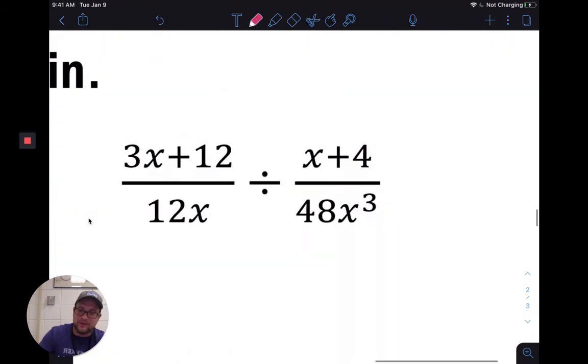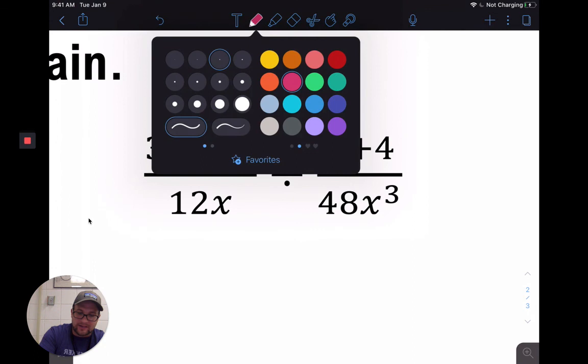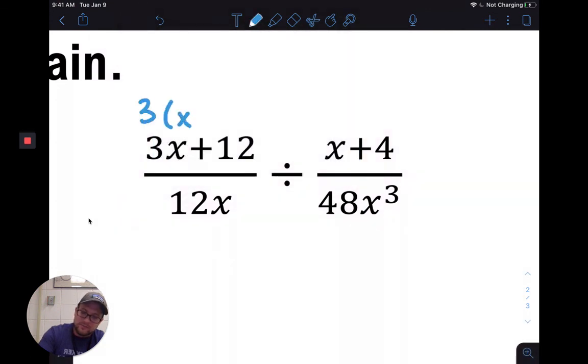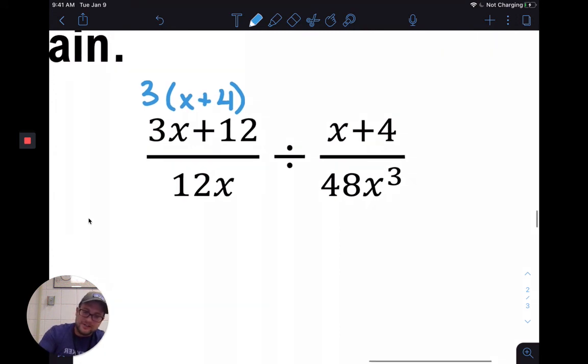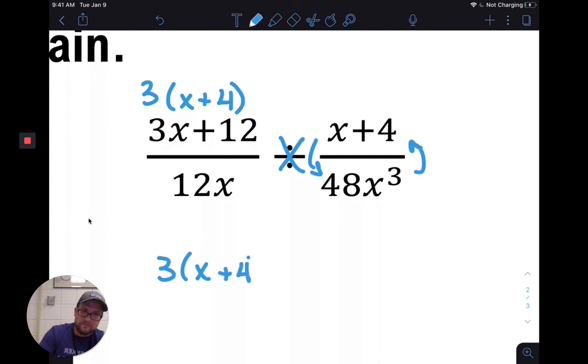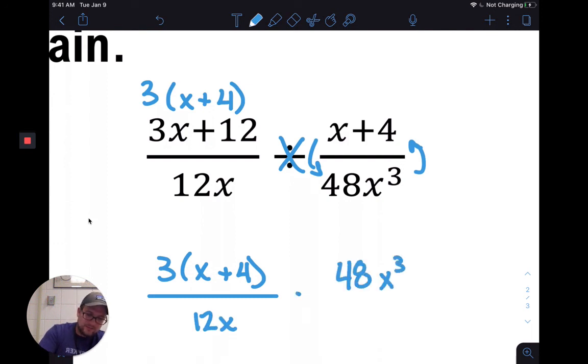Last problem we look at, here it is. Again, start by factoring. Pull out a 3, I get an x plus 4. Bottom won't be factored, nothing else to factor. That's fine. Change it to multiplication by flipping this fraction. I'll have a 3 times x plus 4. And then that is over 12x, of course. And then I will have a 48 x to the third over x plus 4, once that all got flipped.